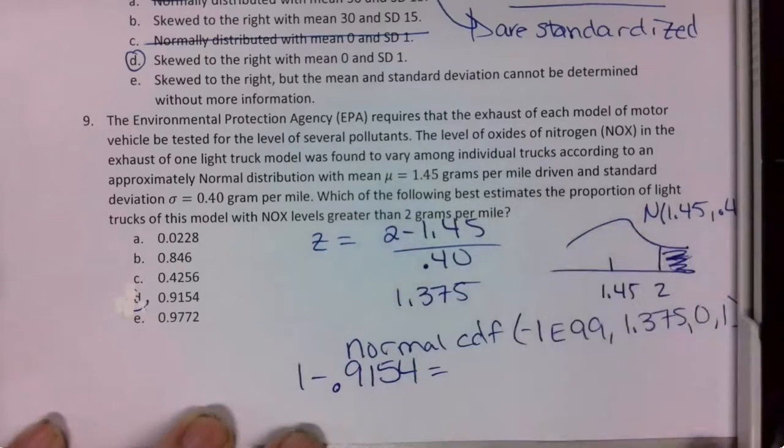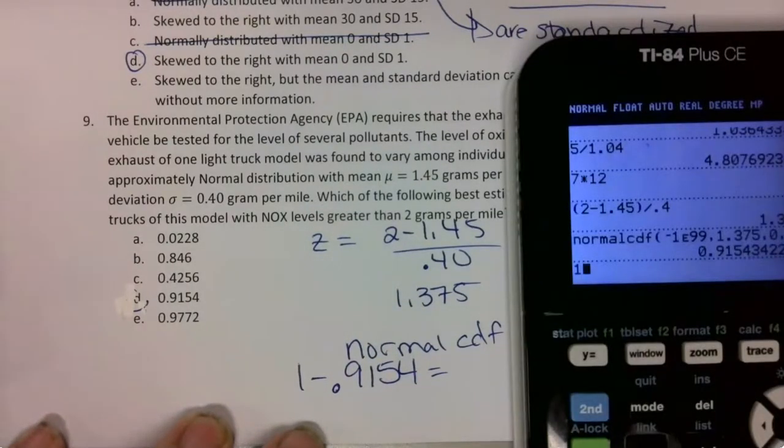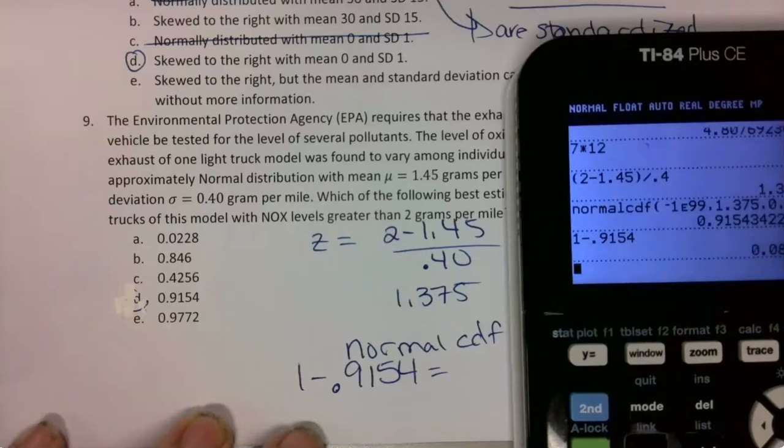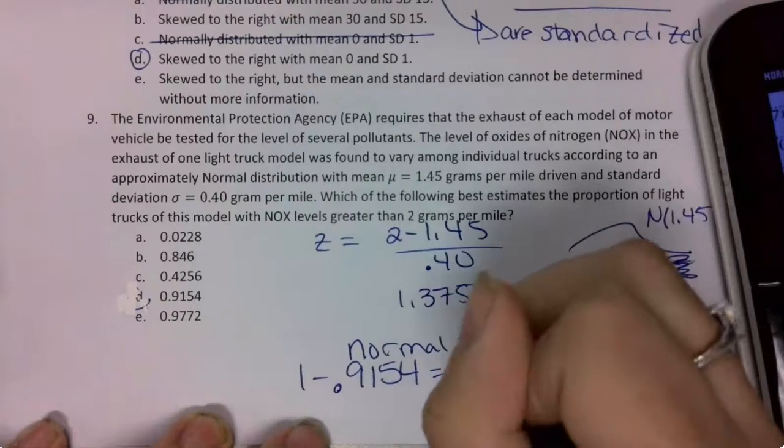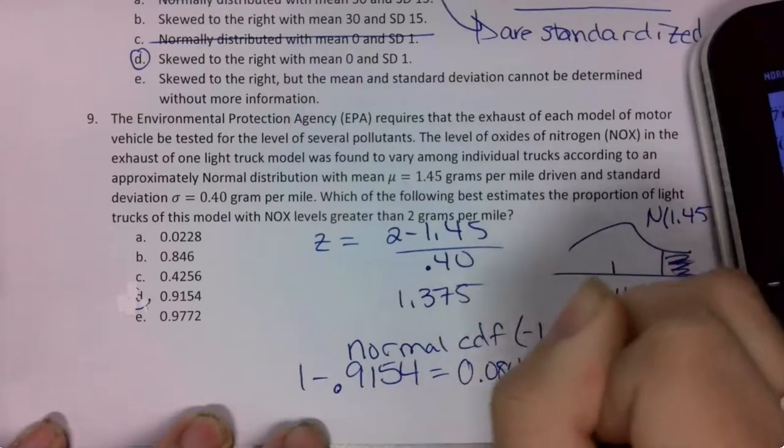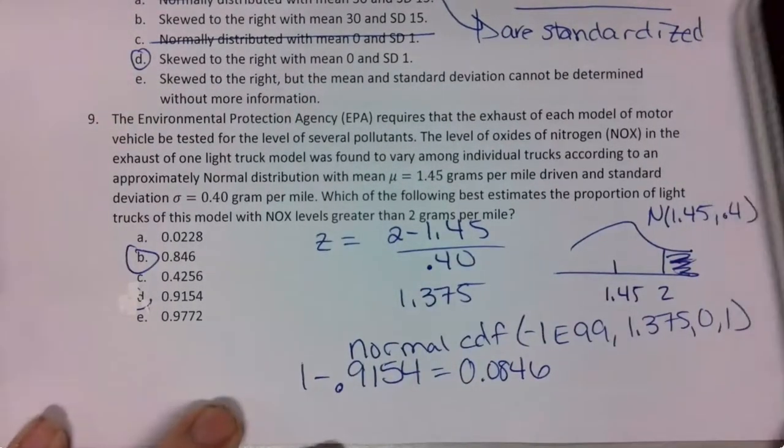So, 1 minus 0.9154 gets me 0.0846, which is what B should say. It will say the correct number on your copy.